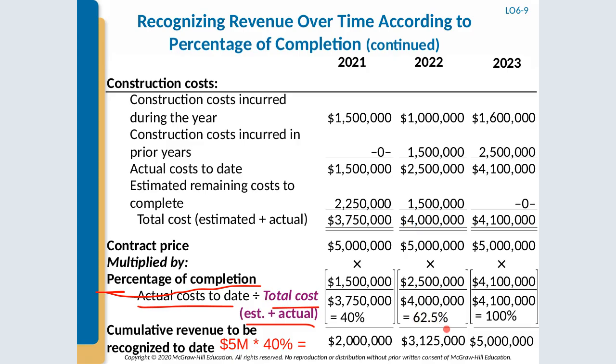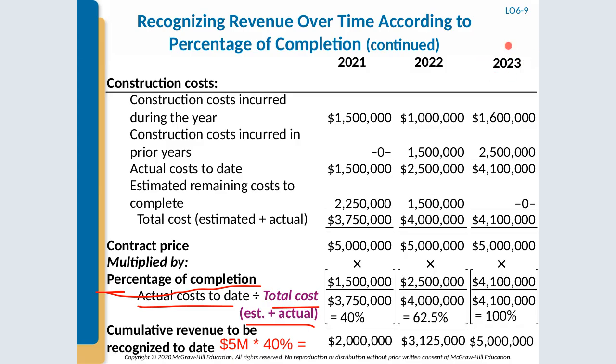Now, this percentage in the second year is cumulative, okay? So this revenue here, we took this 62.5%, we multiplied it by 5 million to arrive at the 3,125,000. Now, this is cumulative, okay? It says here, cumulative, which means that we have to use that little formula that was in the previous slide where we have to subtract the 2 million to arrive at revenue generated or recognized in 2022.